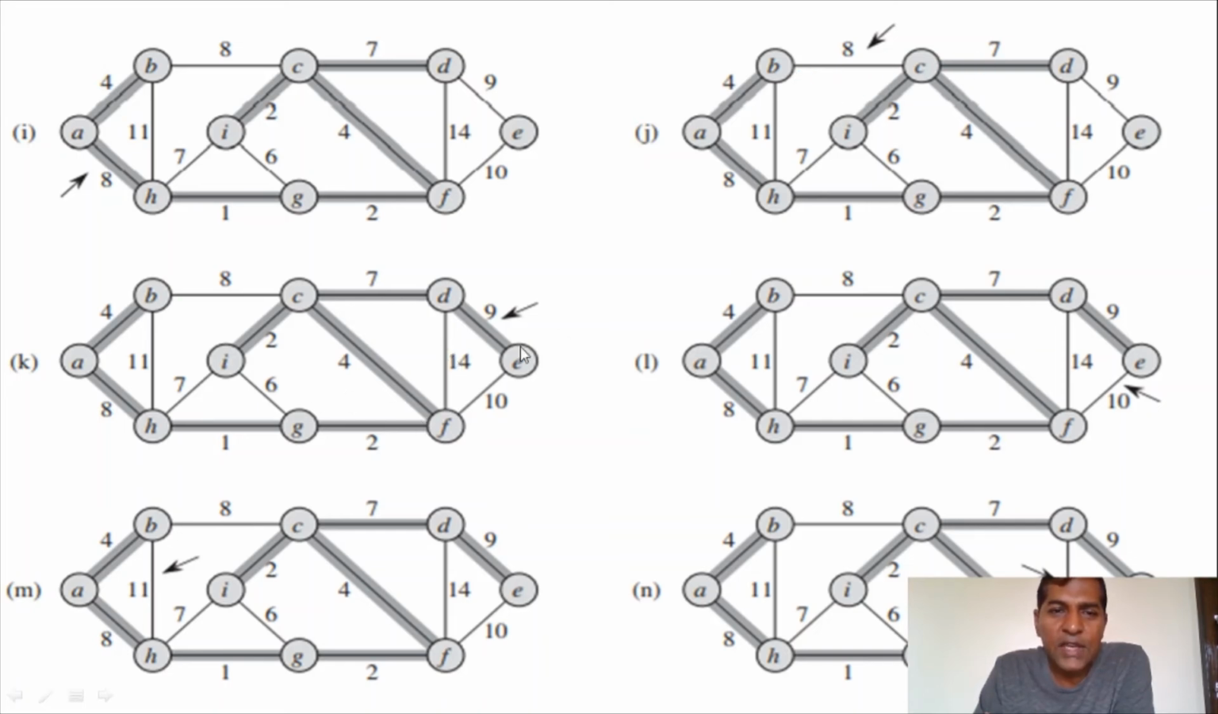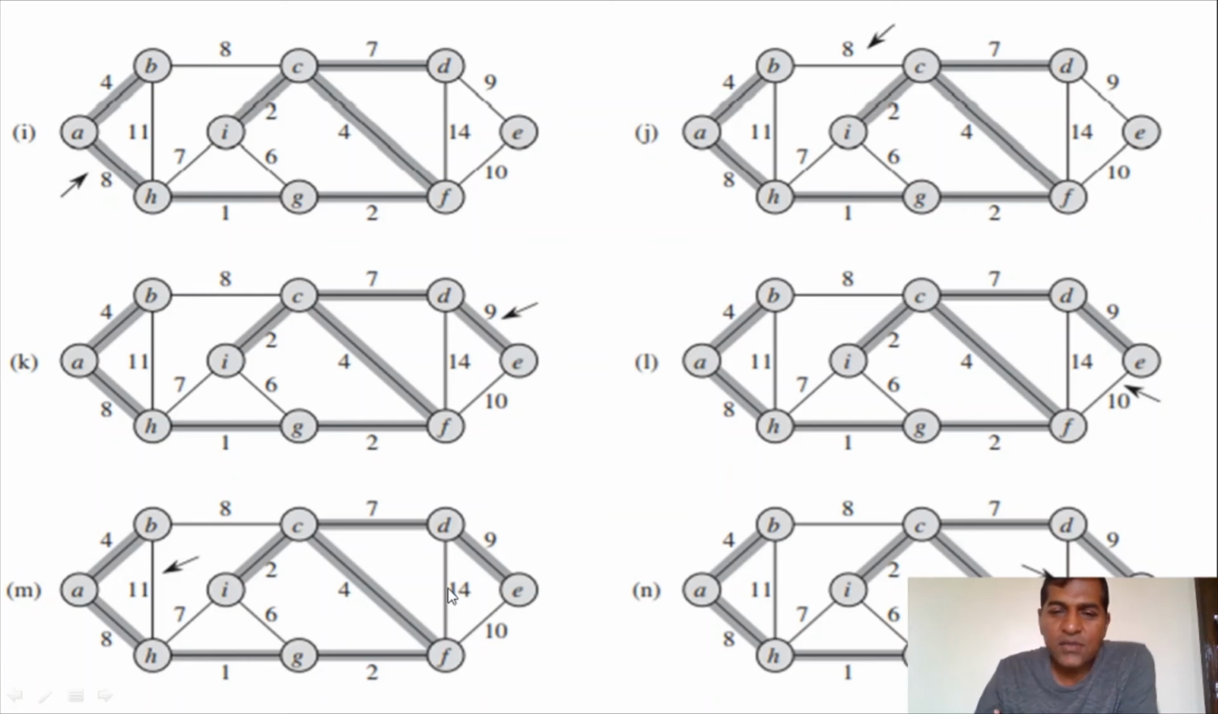Then we'll go with the 9. D and E. E is not connected anywhere previously, so we'll connect it and consider 9. Then we'll go for connecting 10, but 10 is already connected. E is connected with D and C is connected with F. Then there is no point in connecting these two. So then the last edge is 14. So D and F. D is already connected, F is already connected. So we'll not consider this particular edge for the minimum spanning tree.